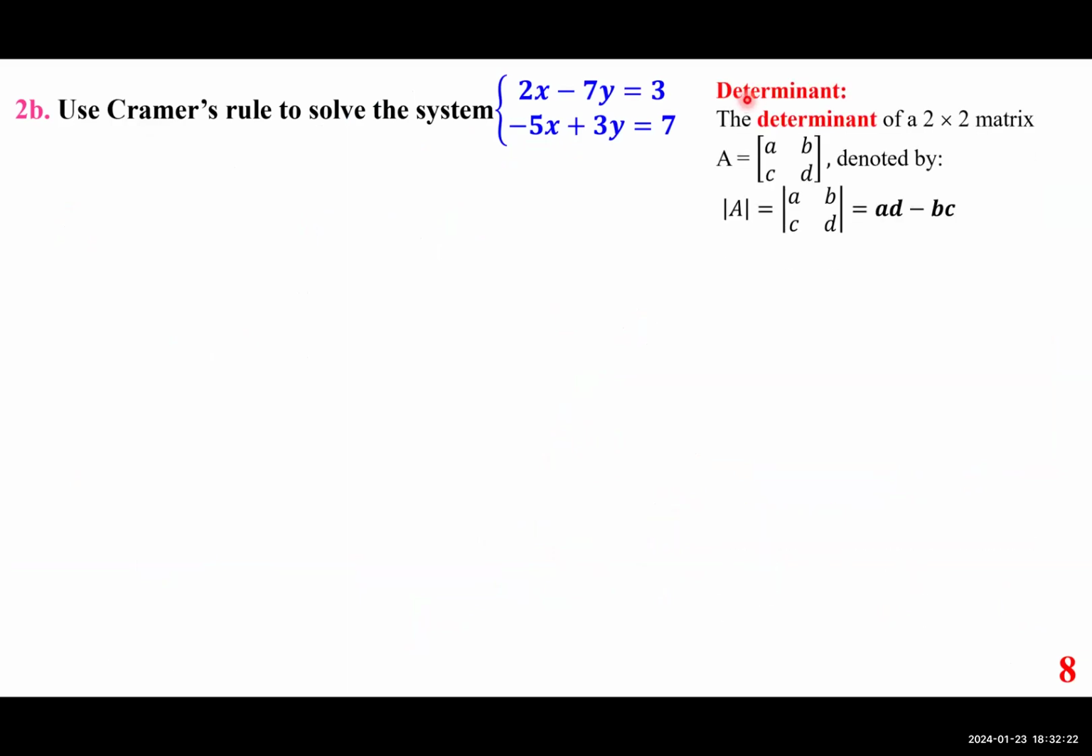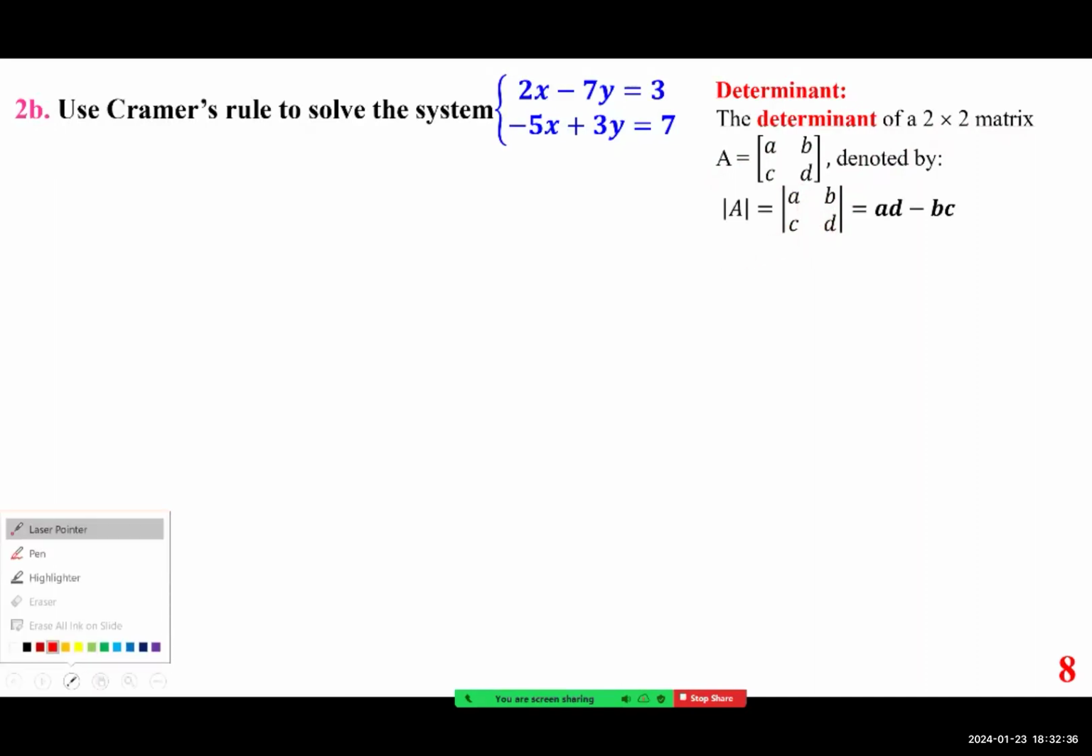Number one, determinant. The determinant of a 2x2 matrix A equals [A, B; C, D] is denoted by their cross product, okay? So AD, A times D, B times C, their difference: AD minus BC.